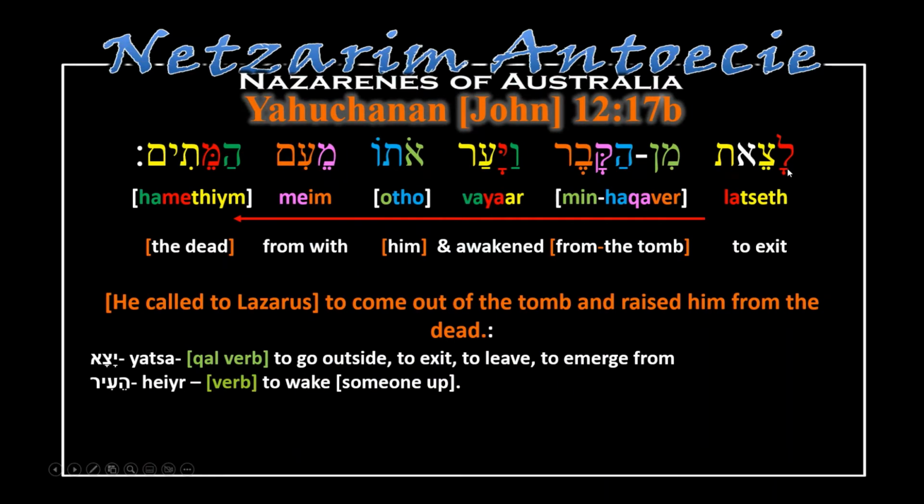Then we have part B. We have Lamed, Zayin, Aleph, Tav, Mem, Nun Sofit, Hey, Kuf, Bet, Resh, Vav, Yod, Ayin, Resh, Aleph, Tav, Vav, Mem, Ayin, Mem Sofit, Hey, Mem, Tav, Yod, Mem Sofit. Let's read it. Latset, to exit, right? To come out.